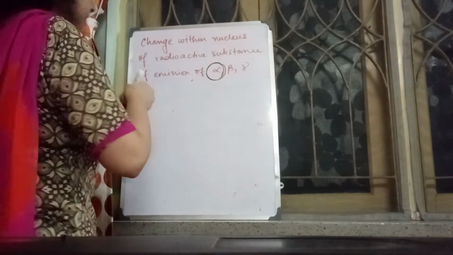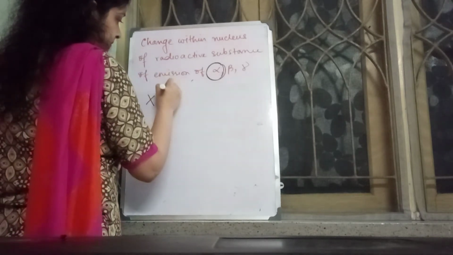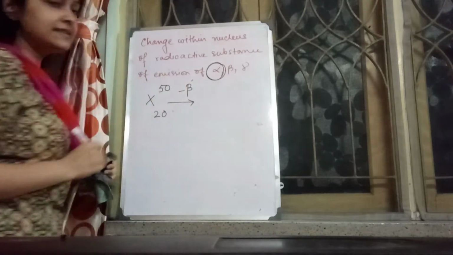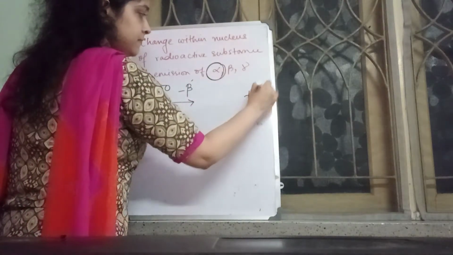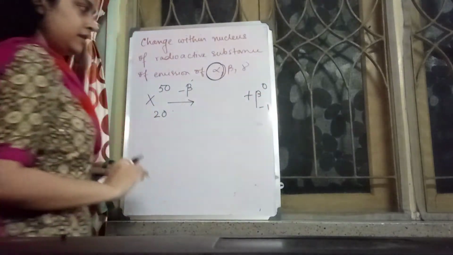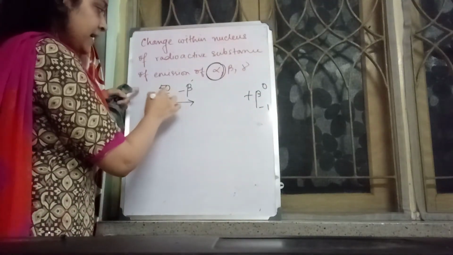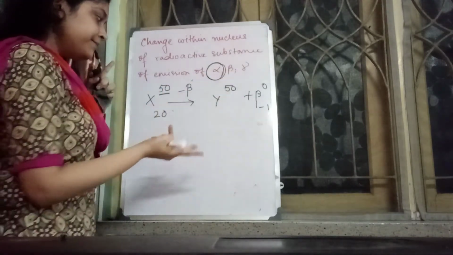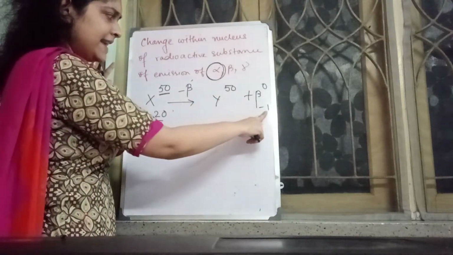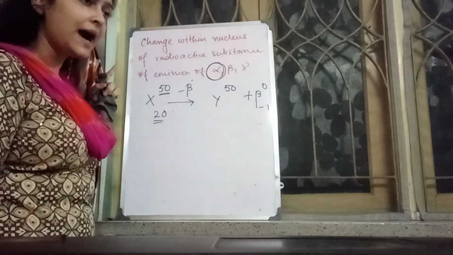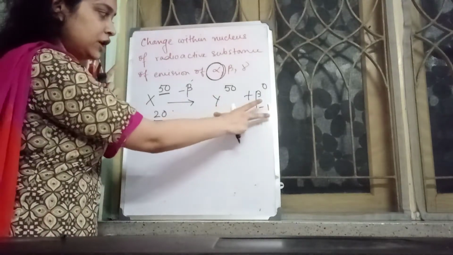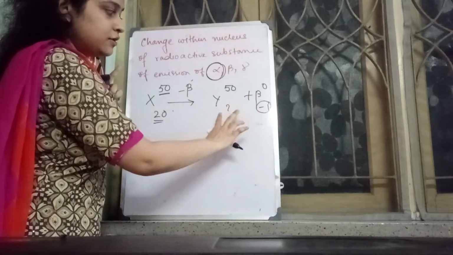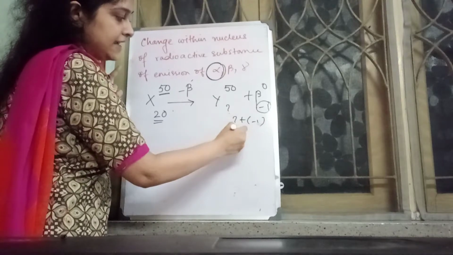Now say beta particle is emitted. Always write this. It will be easier for you to follow. Atomic mass number 50, 0. That means Y will be having atomic mass number 50. Atomic number 20, minus 1. So if I have to make it, here is something, question mark, and here is minus 1. So question mark plus minus 1, if it has to be 20.